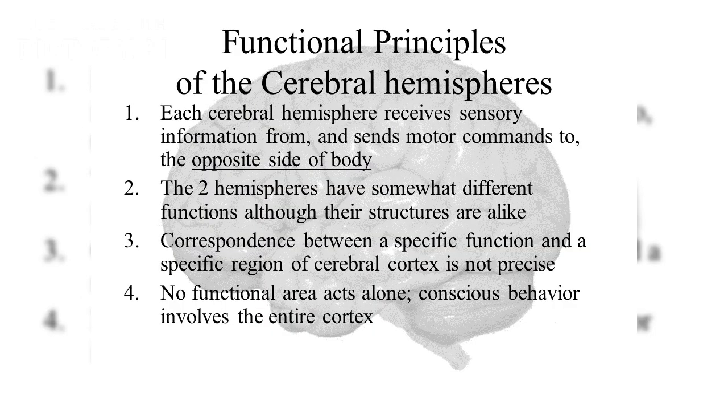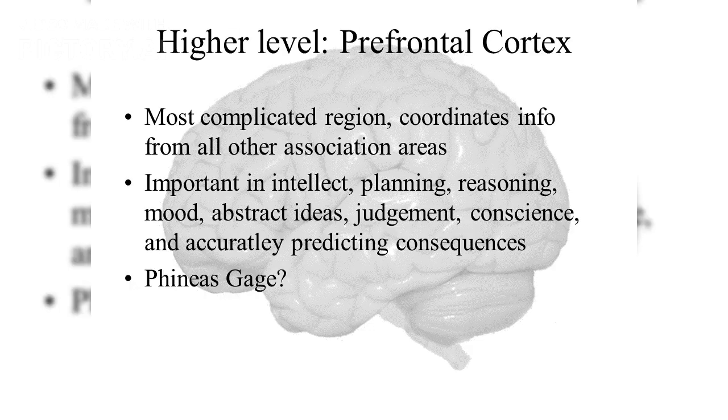Each cerebral hemisphere processes sensory information and sends motor commands to the opposite side of the body. While the hemispheres have different functions, they work together for overall brain function. The prefrontal cortex is the most complex brain region, coordinating information from all other areas. It is crucial for intellect, planning, reasoning, mood, and predicting consequences.